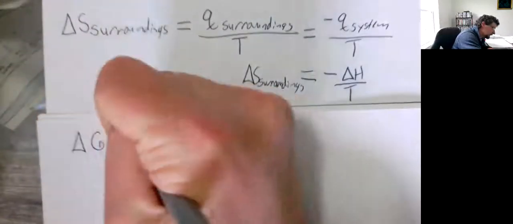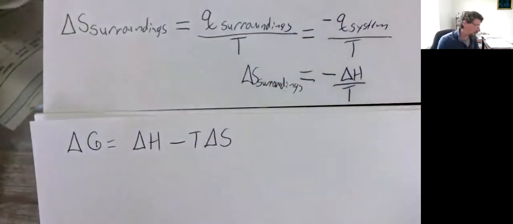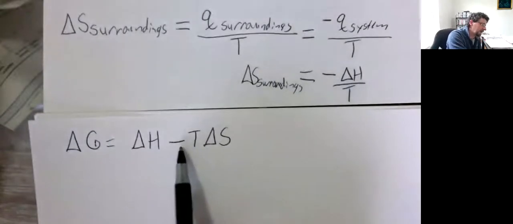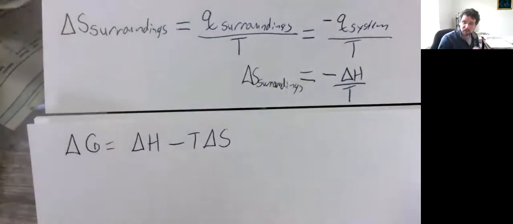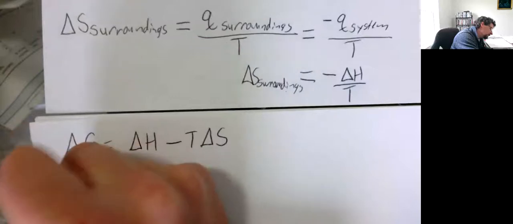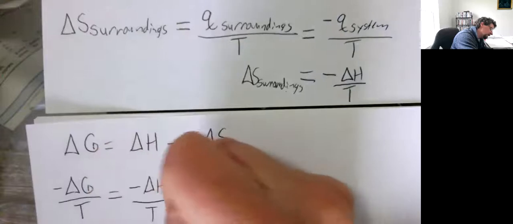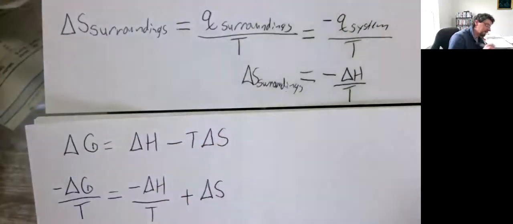Now, let's jump back to our expression, delta G is equal to H minus T delta S. And we're going to do something strange. We're actually going to divide through by this negative T, for reasons you'll see in a moment. So if we divide through by negative T, we get negative delta G over T is equal to negative delta H over T plus delta S.